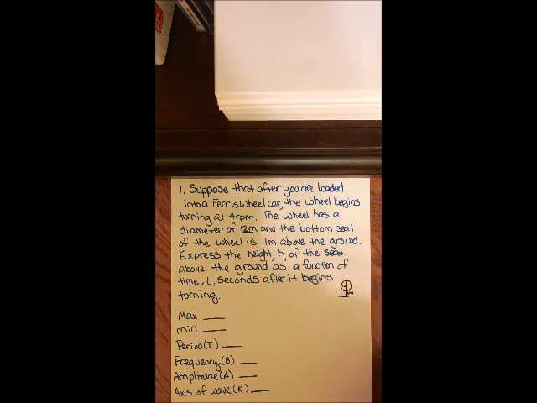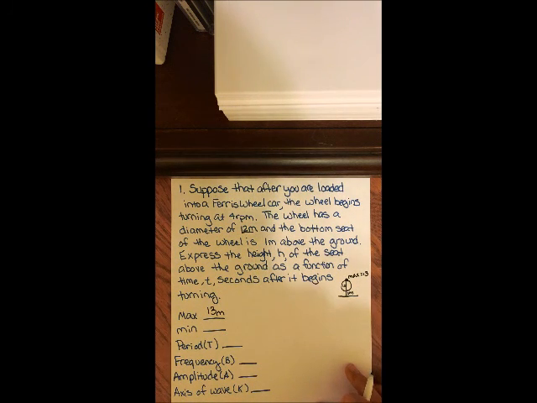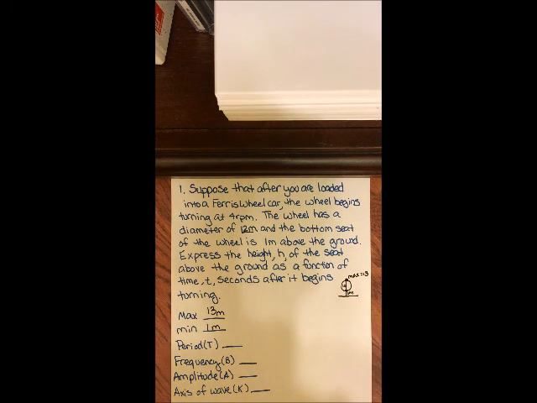Okay, so if I'm at the very top of the Ferris wheel, this would be my max. How high am I off the ground? Well, if this is 12 and I'm 1 meter off the ground, my max is equal to 13. So my maximum height of the Ferris wheel is 13 meters. My minimum height, if I'm at the very bottom seat, is 1 meter from the ground. So I have my max and I have my min.